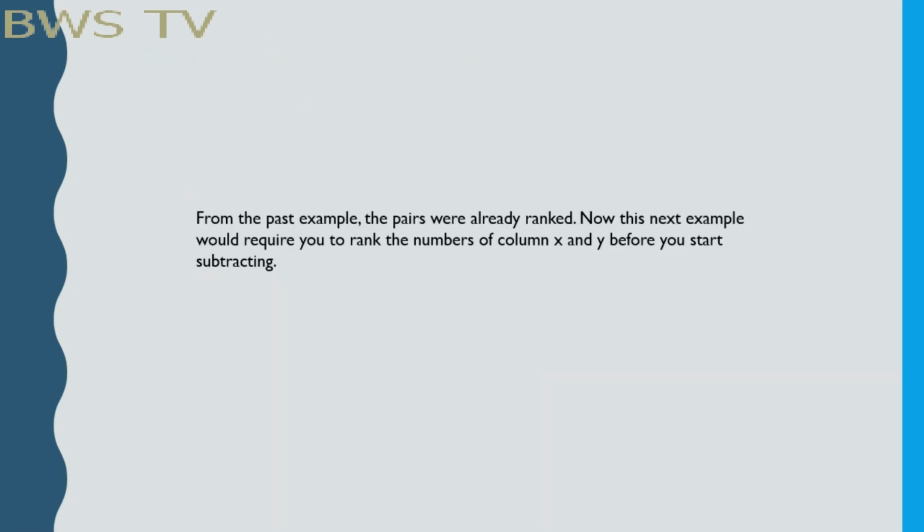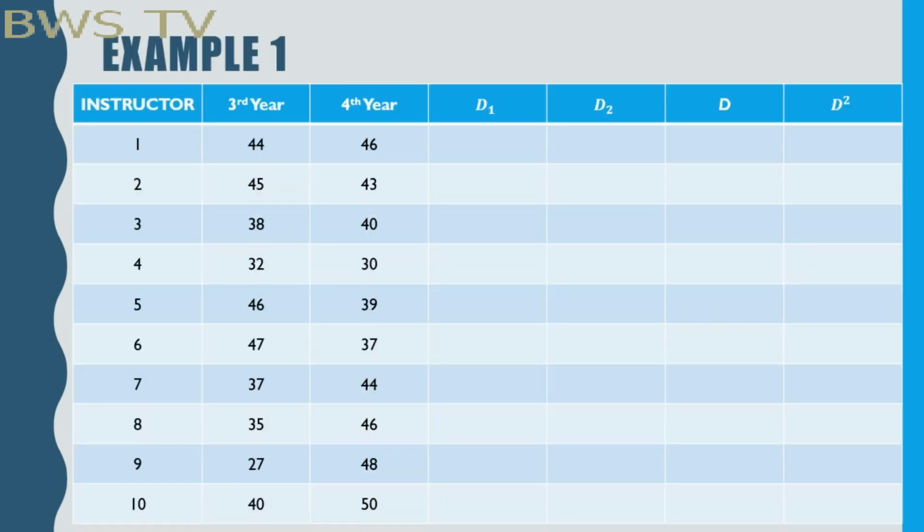From the past example, the pairs were already ranked. Now this next example would require you to rank the numbers of column X and Y before you start subtracting. So we have here in our table the different columns, which are the instructor, third year, fourth year, D1, D2, D, and D squared. Our X will be the third year and our Y will be the fourth year.